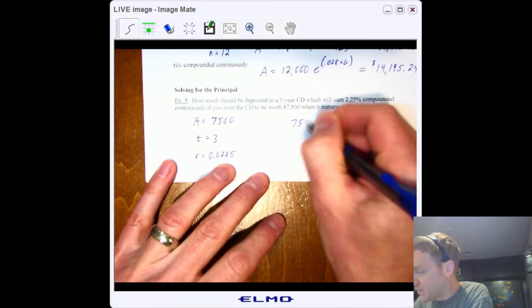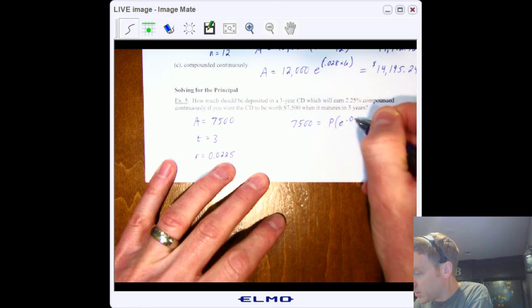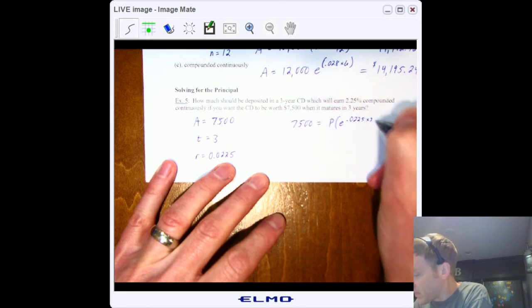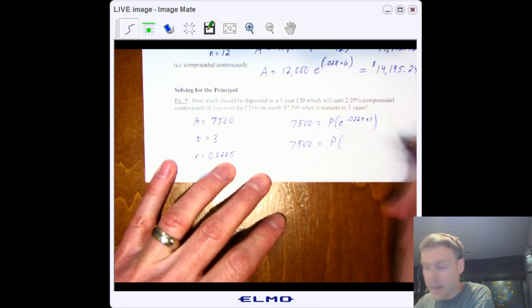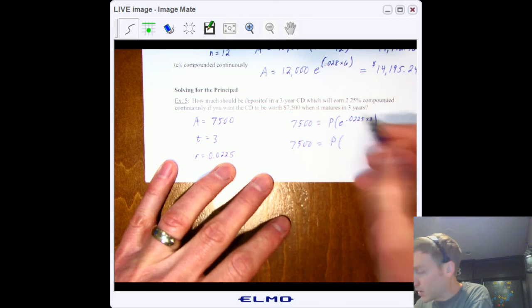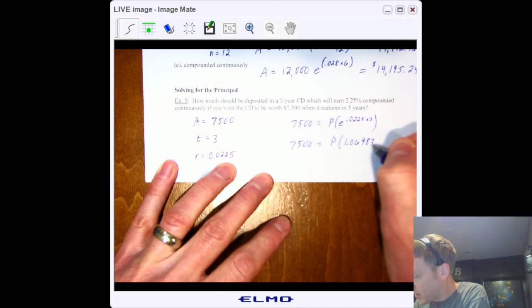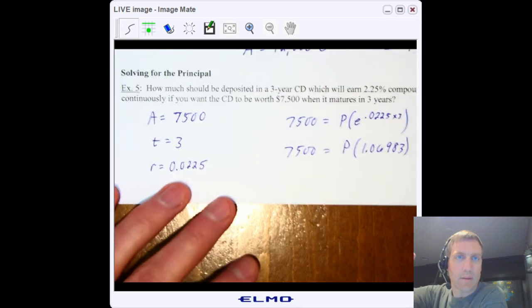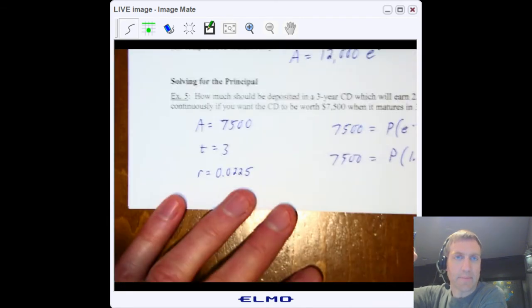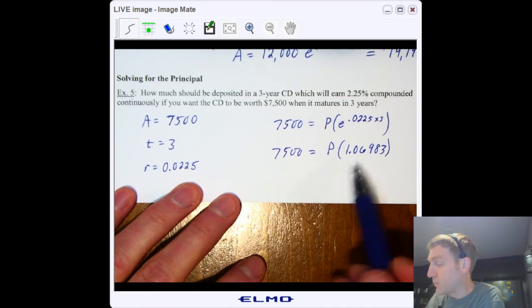So you have 7,500 equals P times e raised to the 0.0225 times 3. You can do this in your calculator, e to the 0.0225 times 3, and you get 1.06983. You get more decimals than that, but if you round it, let me zoom in so you can see that better. You get more decimals than that, but you round it there.